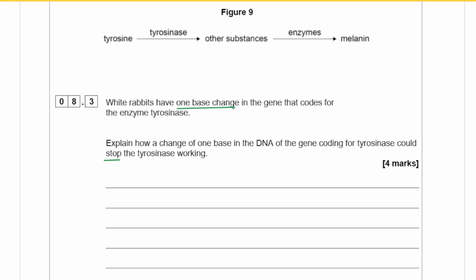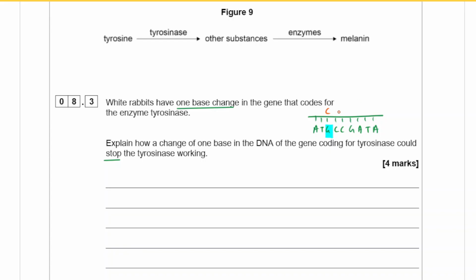One base change, right? Now this is the first question I'm seeing after a long time which relates to protein synthesis. So if I have a sequence of bases, let's say A, T, G, C, C, G, A, T, A, and let's say one of these bases changes, that G changes to a C. What is the effect of that?